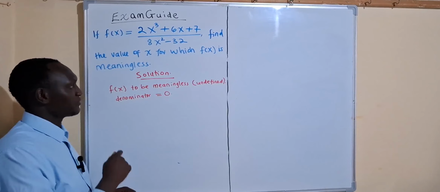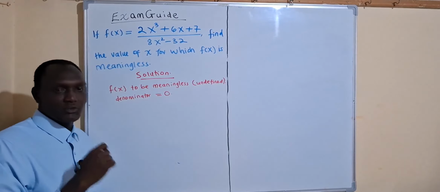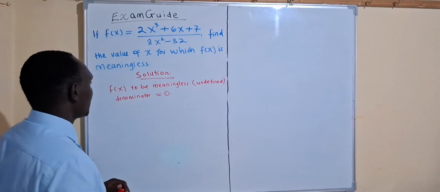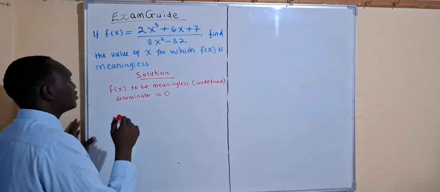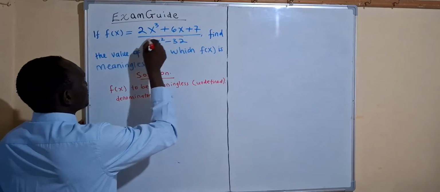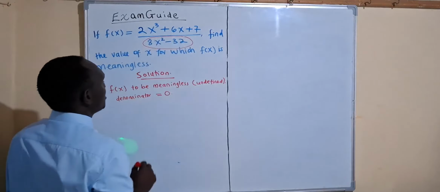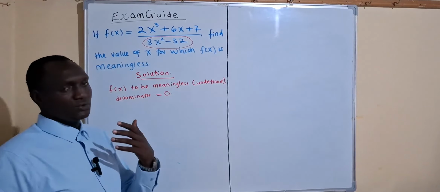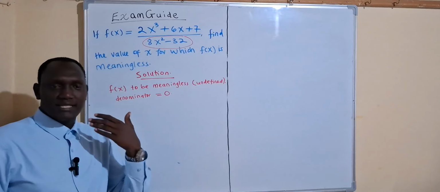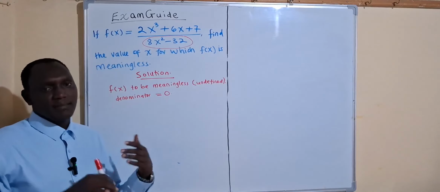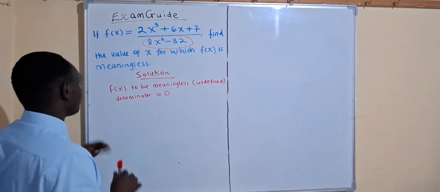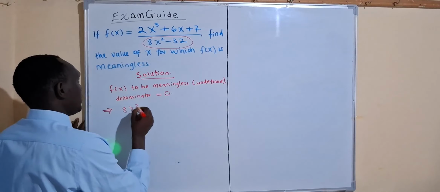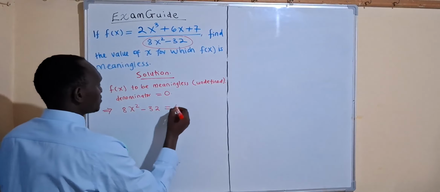How can we get those values of x that are going to make the denominator 0 and thus making the function undefined? How we get them is, we shall equate the denominator to 0. There we shall be in position to get the values of x which make the denominator 0, but they make the entire function meaningless. This implies that 8x squared minus 32 equals 0.